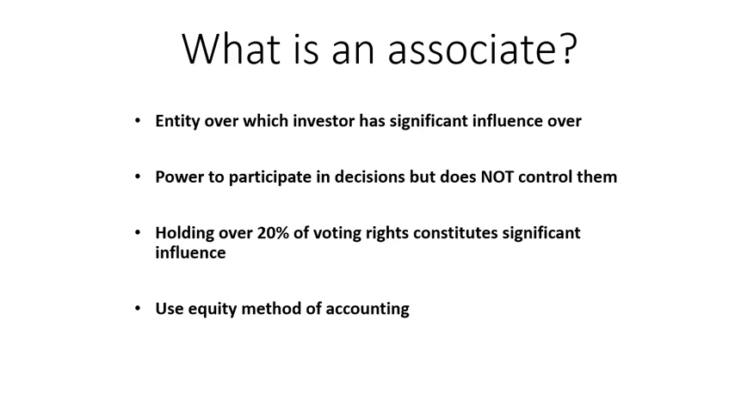So it is an entity over which the investor has significant influence. This means that they have the power and the capacity to participate in decisions relating to that entity, but they do not control them. What defines significant influence is that they hold over 20% of the voting rights, but less than 50%. So it's between that 20% to 50% bracket, because that means they have significant influence, but they don't have control. So when we are accounting for an associate, we will use the equity method of accounting, which is what we're going to go through in this video.